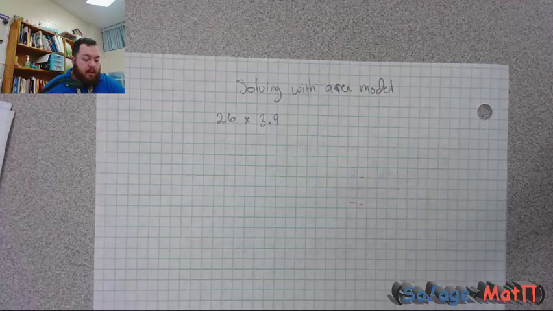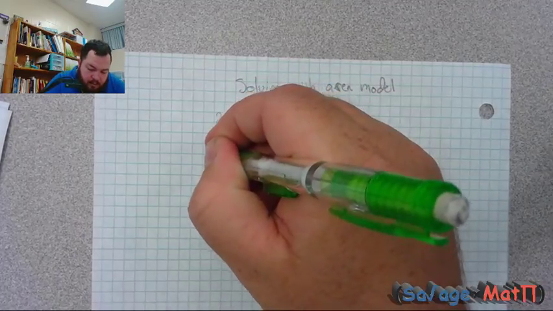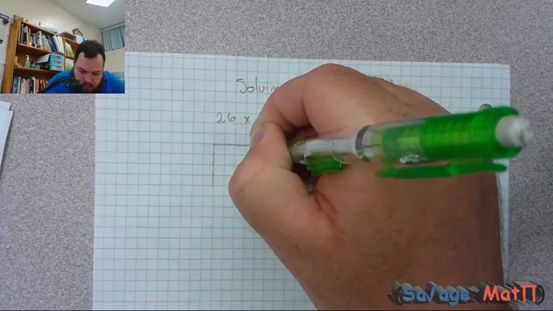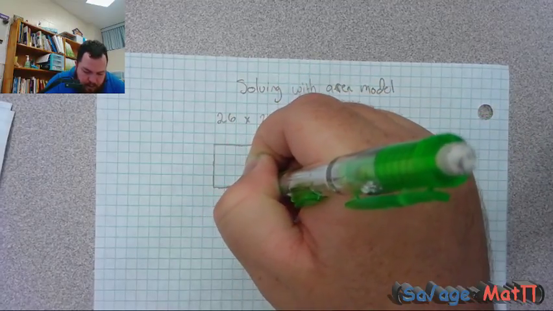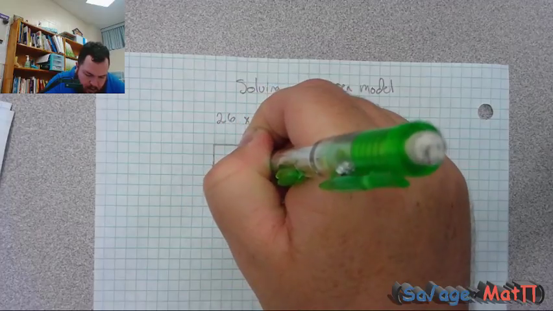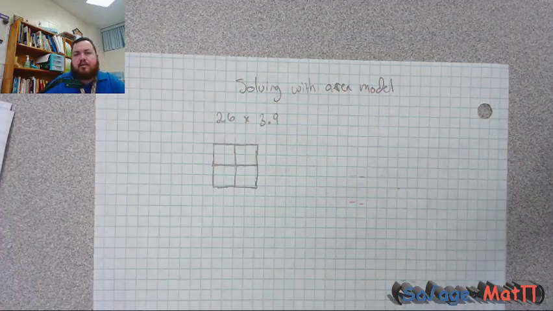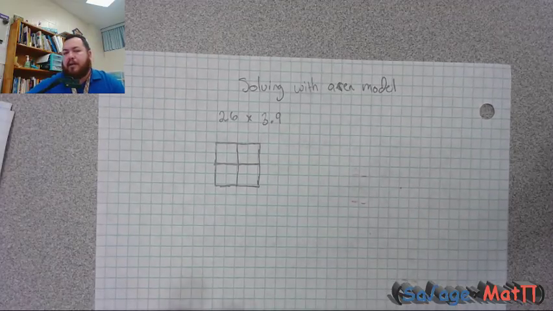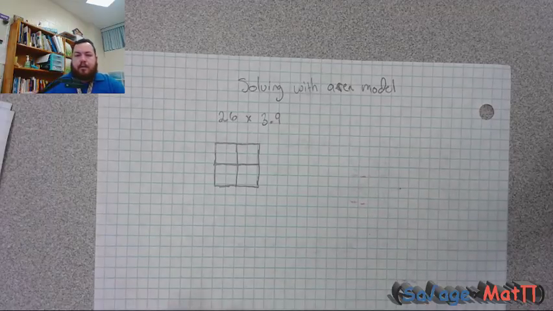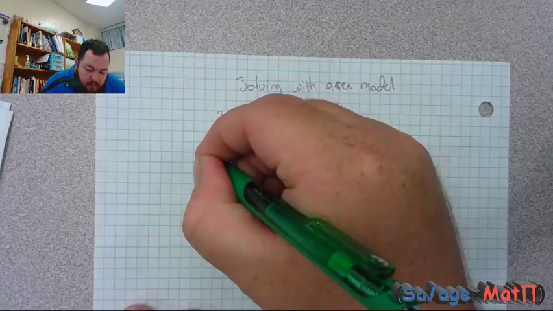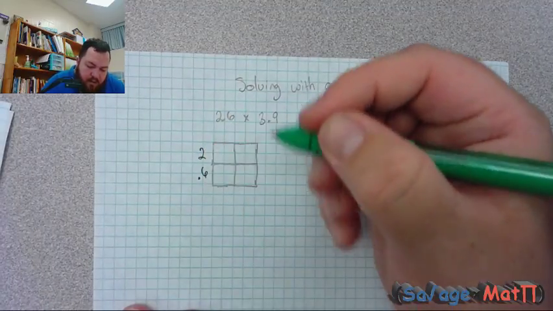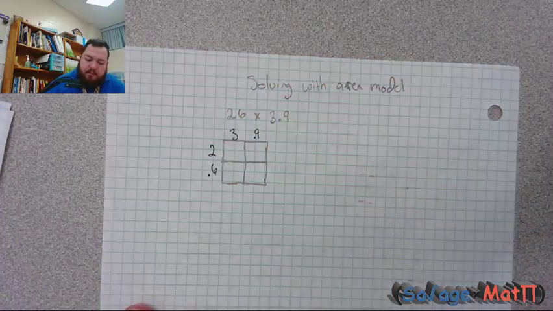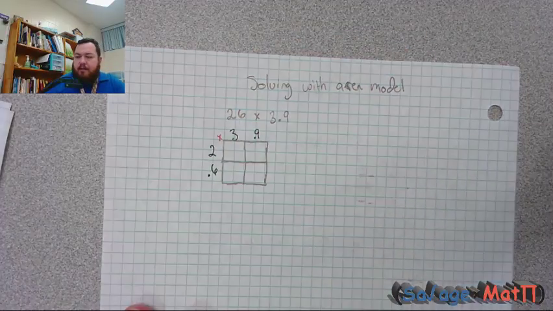To set up the area model, I'm going to create a rectangle. This one's going to be more like a square, actually. I have 4 boxes because I have 2 place values. I'm going to do 2 and then 6/10 here, and 3 and then 9/10 here. Then I'm going to multiply them together.